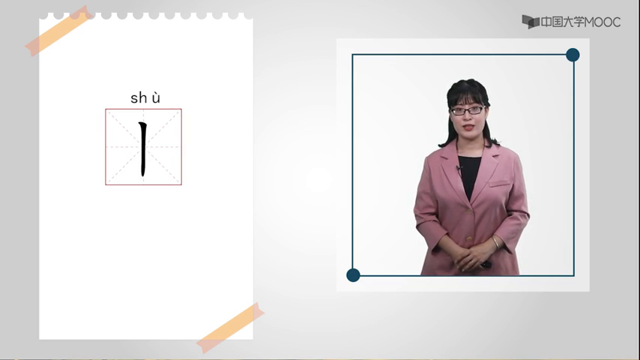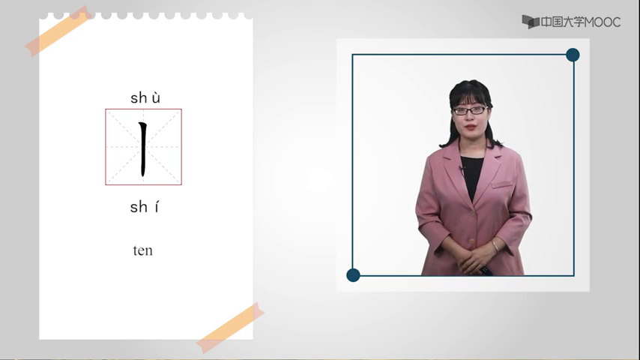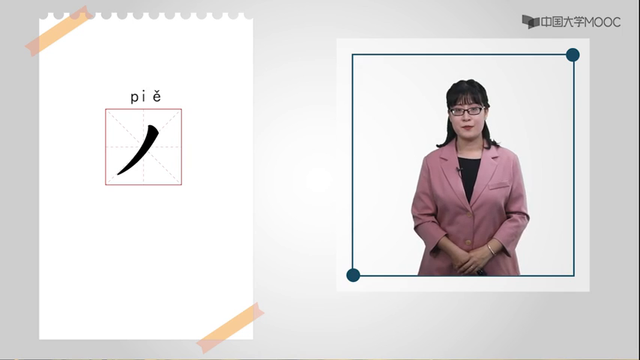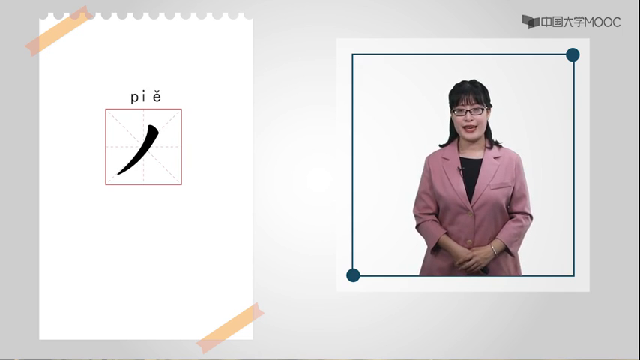竖. The stroke 竖 writes from top to bottom and should be straight. Like the second stroke of 10, which means 10. 撇. The stroke 撇 writes from top right to bottom left. Like the first stroke of 8, which means 8.